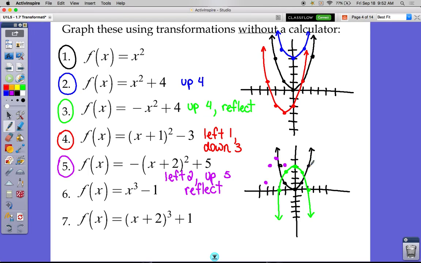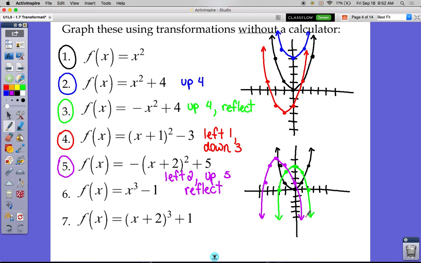And likewise this one, negative 4, left 2, up 1, 2, 3, 4, 5. And it should match. Again, it's a little lopsided because I'm not very good at drawing. That's why I do math. And then you just connect them. So notice in each one of those transformations that took place, it was just our original x squared, and now we've moved this thing around a little bit. All right?